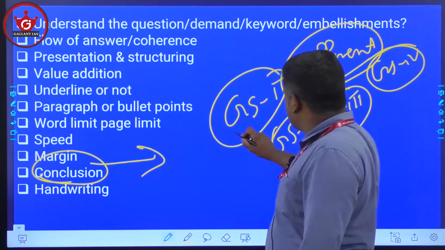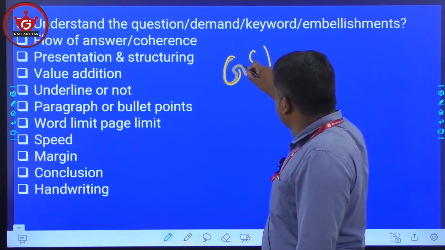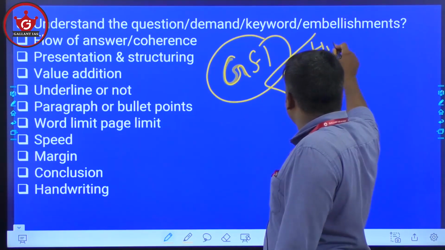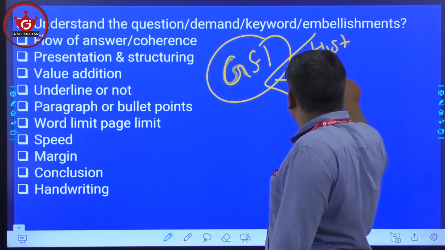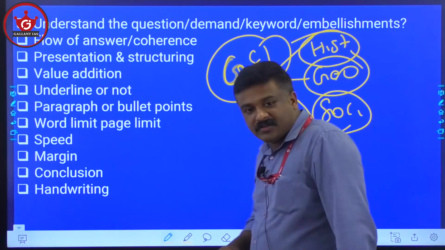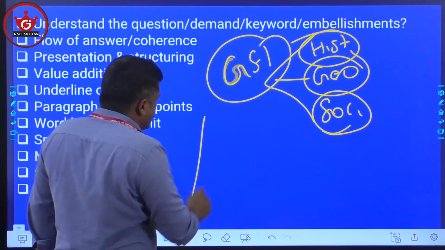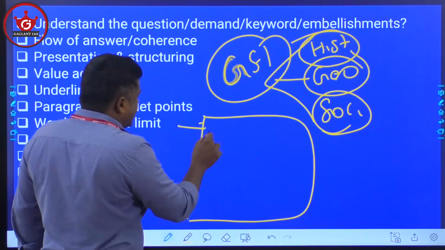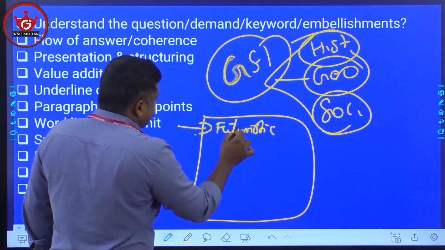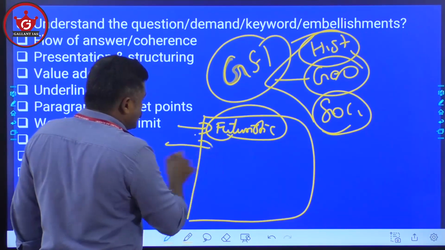So here you see, coming to GS1, for example, there you have history answers, geography answers, and society answers. All these have different approaches to conclusions. Generally speaking, a conclusion has to be futuristic. That is one idea. What futuristic means, I will tell you with various answers. It has to be futuristic.